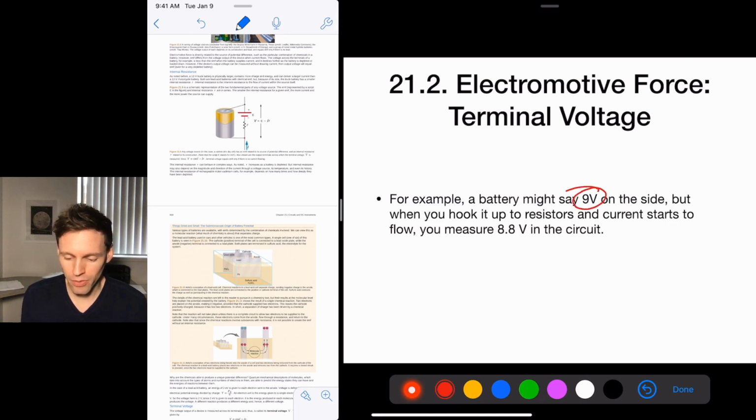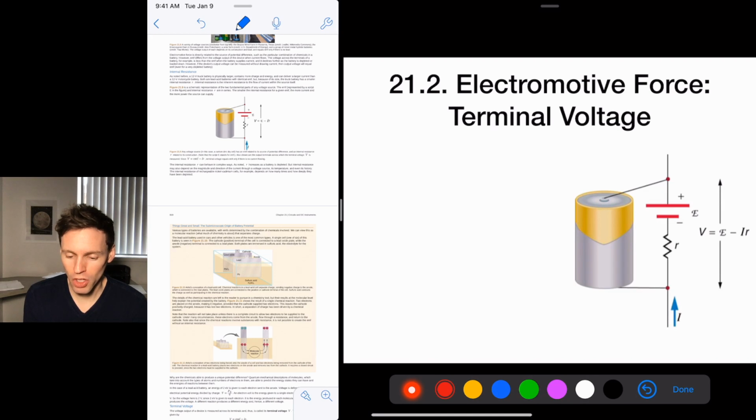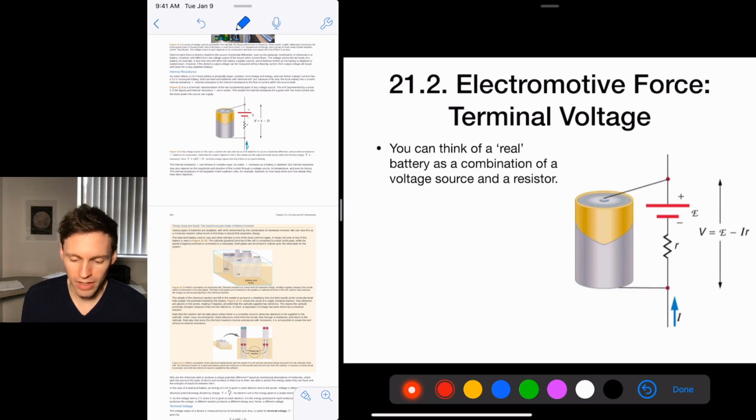So let's say you got a 9-volt battery. When you buy it, you hook it up, you measure that it's 9 volts, but as soon as you hook a light bulb to it, it looks like it only has 8.8 volts of potential, and that's because of the internal resistance of the battery itself. So we talk about the terminal voltage, which is the voltage that you have. Okay, so you can think of a real battery. This is not a picture of things in parallel or whatever. This is just saying that this battery is as if there's a resistor hooked to a potential source.